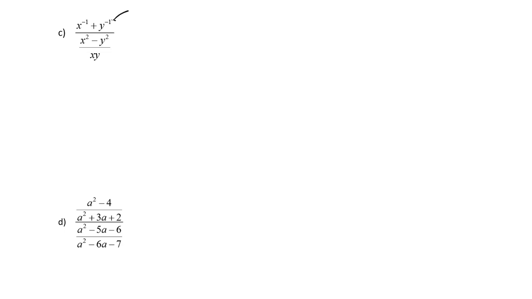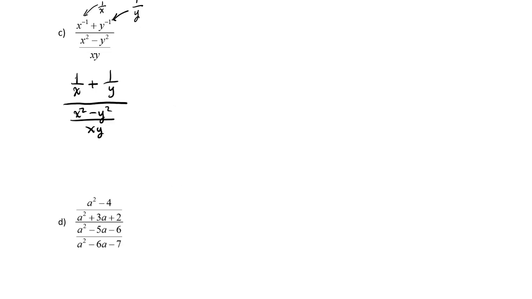What this means is what was originally in the denominator has been written as a term in the numerator. This x to the negative 1, that's equal to 1 over x. And y to the negative 1 is equal to 1 over y. So if you think about it that way, you could rewrite this as 1 over x plus 1 over y, all divided by x squared minus y squared over xy.